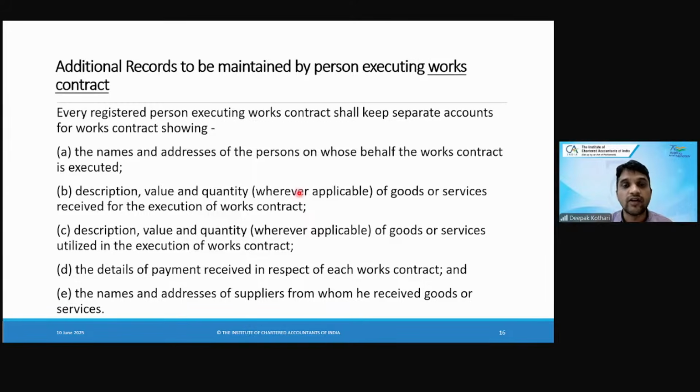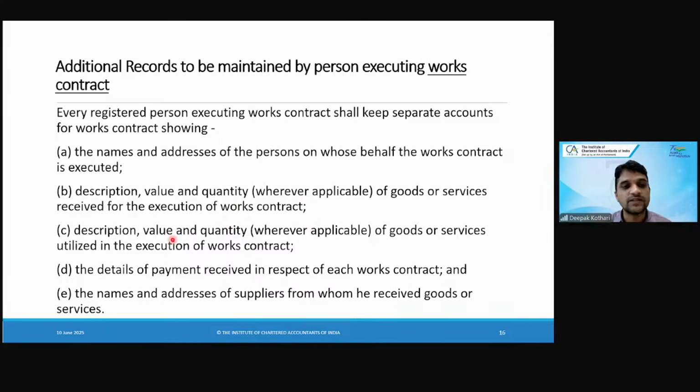Next, additional record which is to be maintained by a works contractor. I said in services, I was giving you explanation for a works contract because that is bigger service. But the law mandates that for a works contract, special records have to be maintained. What is that records? Every name and address of the person on whose behalf the works contract is executed. That is, who is your customer. Then description, value, and quantity of the goods or services which is received for the execution of the works contract.